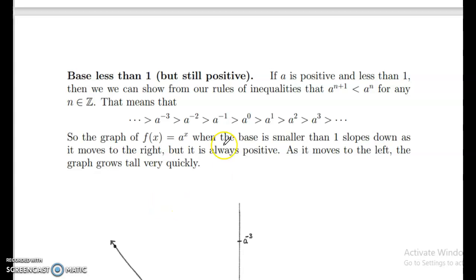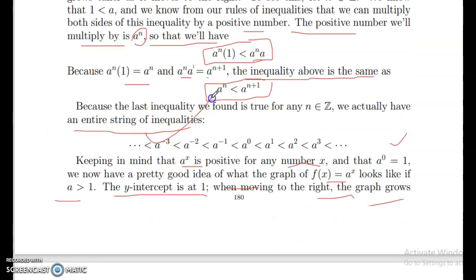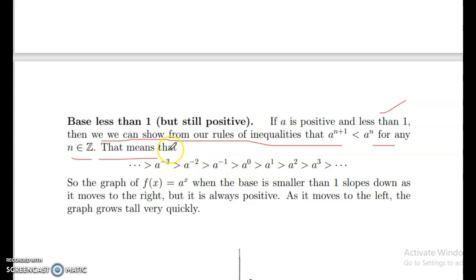Base less than 1 but still positive. If a is positive and a is less than 1, then we can show from our rules of inequalities that a power n plus 1 is less than a power n for any n, element of Z. That means a power minus 3 is greater than a power minus 2, greater than a power minus 1, greater than a power 0, which is 1, greater than a power 1, greater than a power 2, greater than a power 3, and so on.